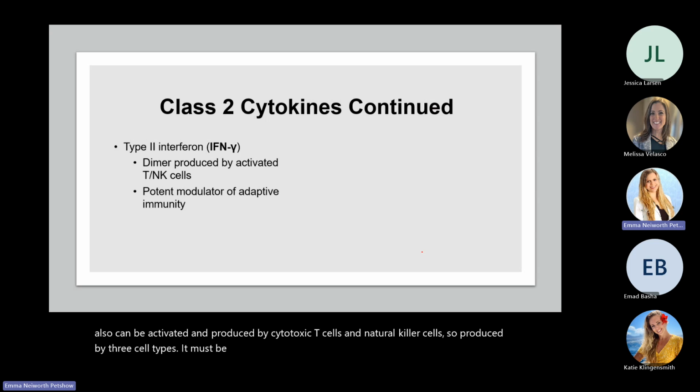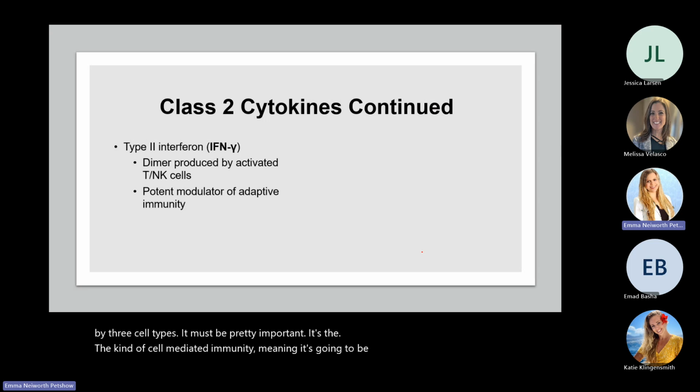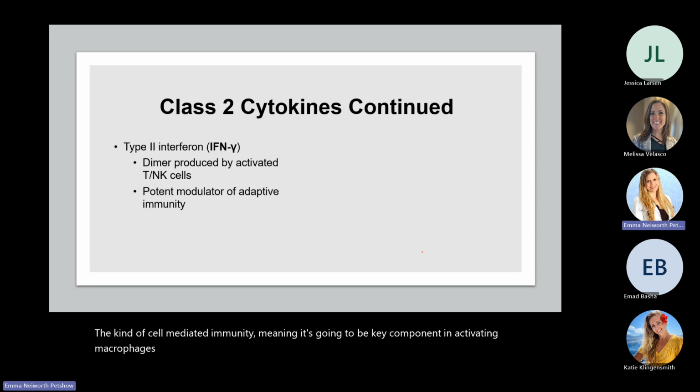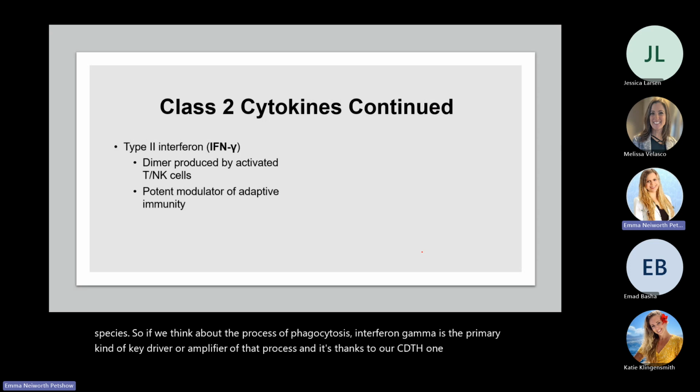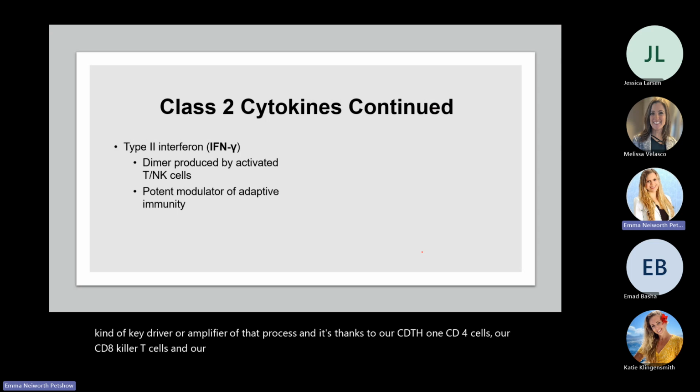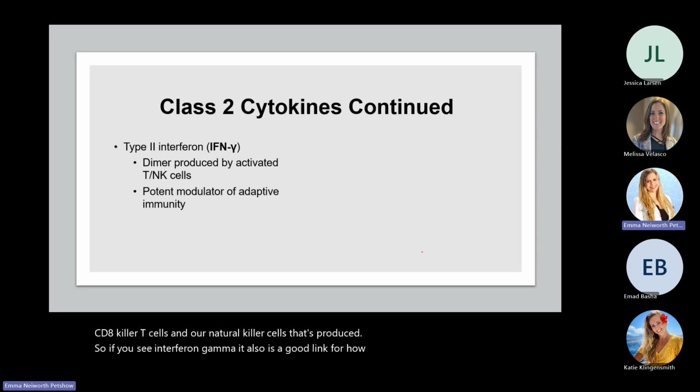It's the master cytokine of cell-mediated immunity, meaning it's a key component in activating macrophages, encouraging phagocytosis, and increasing reactive oxygen and nitrogen species. If we think about the process of phagocytosis, interferon gamma is the primary driver or amplifier of that process. It's produced by our Th1 CD4 cells, our CD8 killer T cells, and our natural killer cells. So interferon gamma is also a good link for how adaptive immunity can still influence innate immunity.